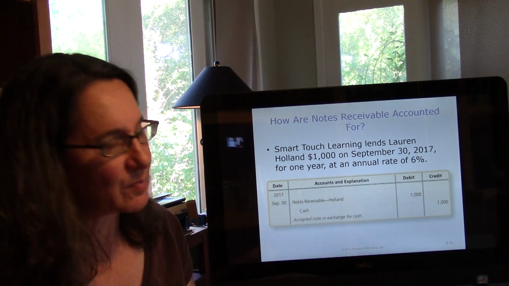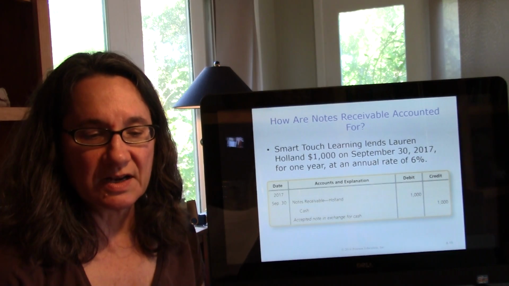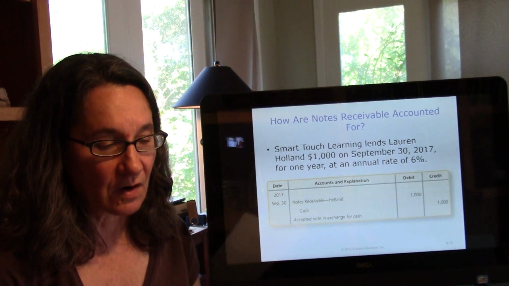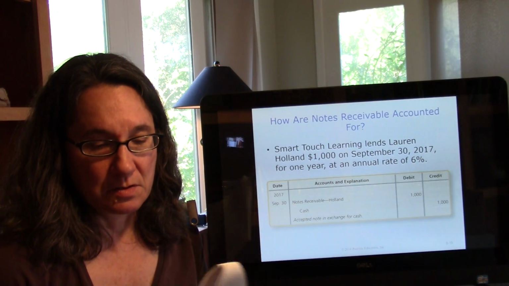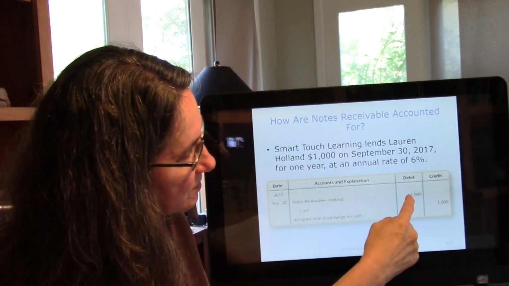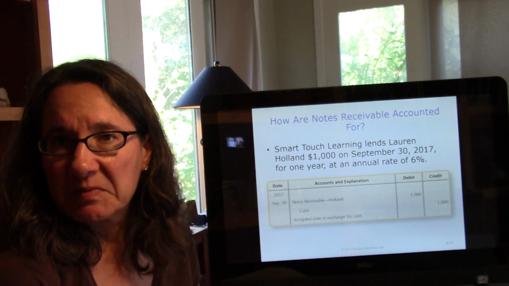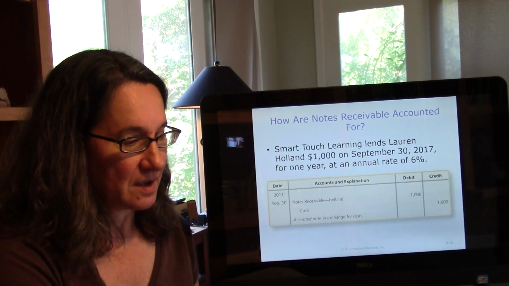So let's suppose we're going to put one of these on the books. Alright, so Smart Touch Learning lends Lauren Holland $1,000. Alright, 1 year, annual rate 6%. So what you do is you record the note. So think about this. Lauren, I don't know, maybe Lauren's an employee who's having a hard time. They're going to help Lauren out. Or I don't know, just somebody who they're lending money to.